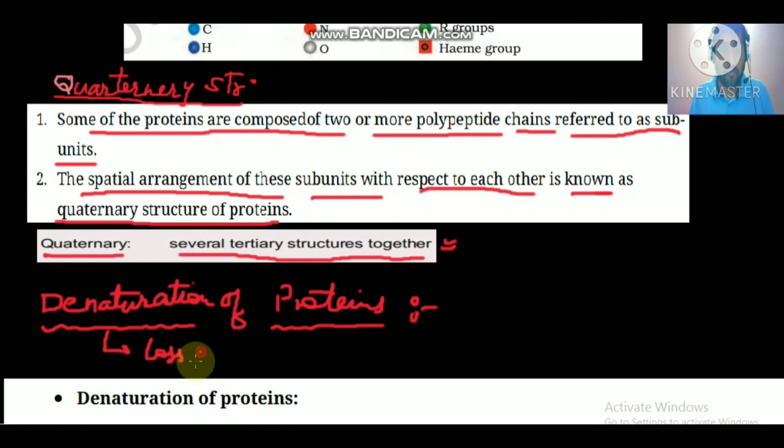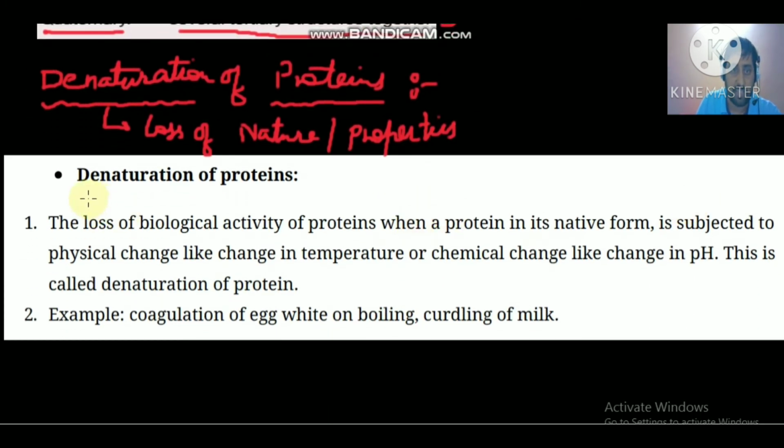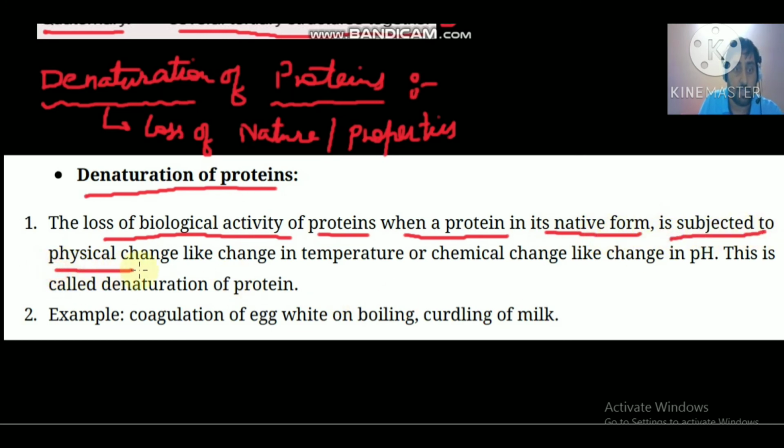or I can say loss of the natural property of the protein is the denaturation of protein. So here we can say denaturation of protein is the loss of biological activity of protein. When a protein in native form is exposed to physical change, like change in temperature, or chemical change, like change in pH, this is called denaturation of protein.